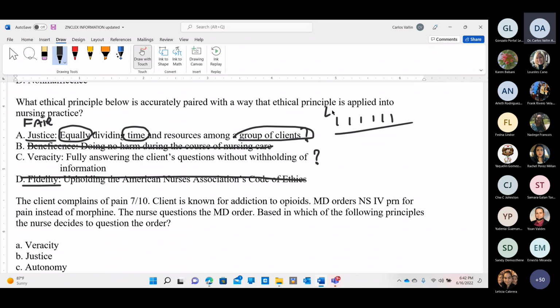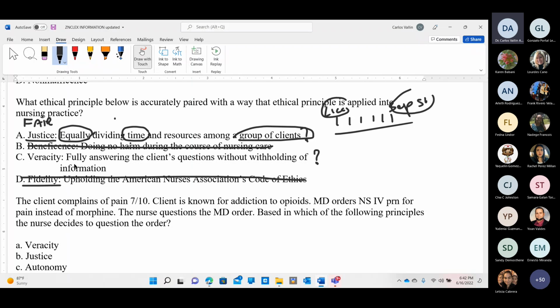If I have a patient with lice and a patient with sepsis, you understand that you cannot use the same time and the same resources for both patients. Both patients need attention, but not necessarily using the same resources. This is not the real example of injustice. So that's why this option is weak.